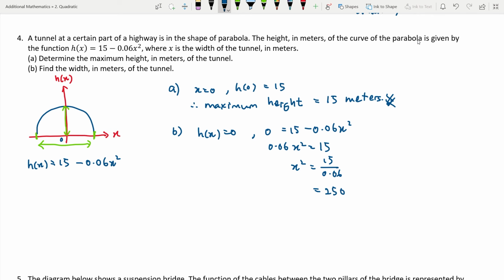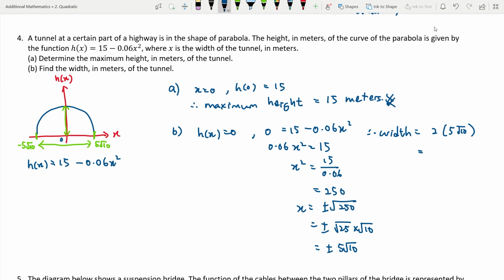250. Square root both sides of the equation. x is equal to plus minus square root of 250, which is plus minus square root 25 times square root 10. Hence, we get plus minus 5 square root 10. This point will be negative 5 square root 10, and this point will be 5 square root 10. Therefore, the width is 2 times 5 square root 10. That is 10 square root 10 meters.